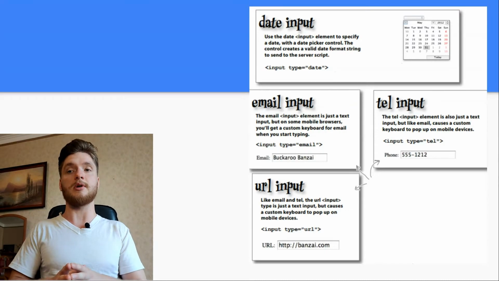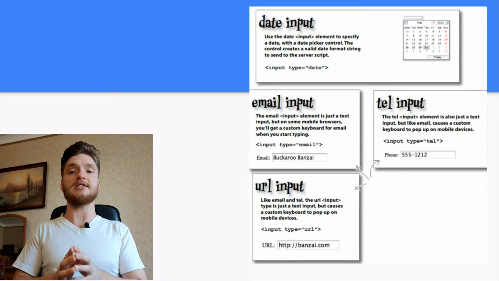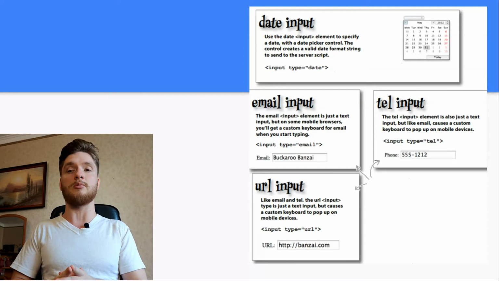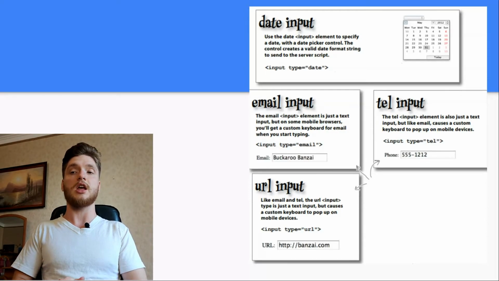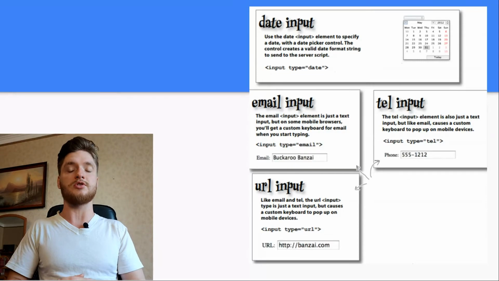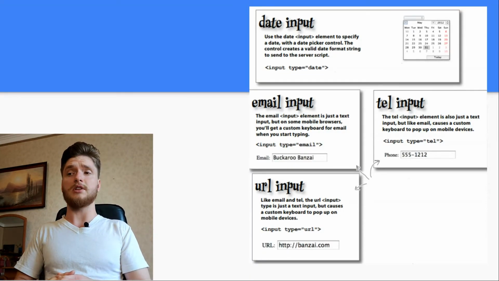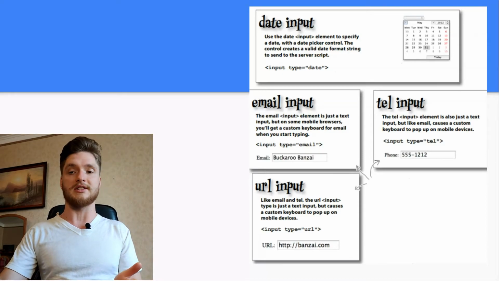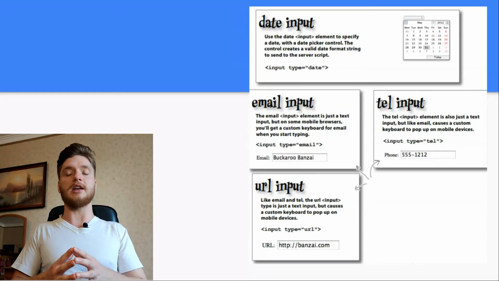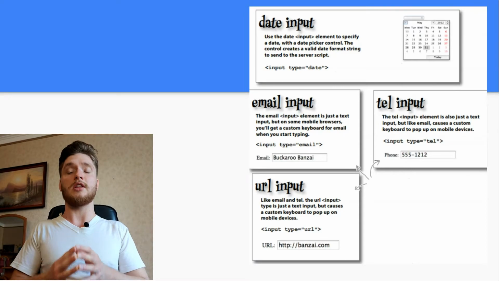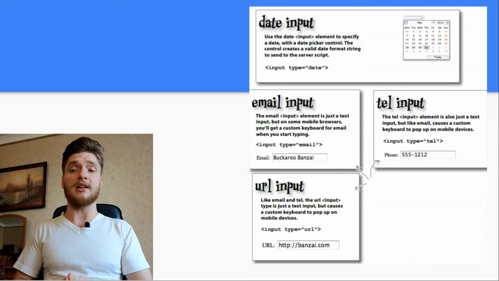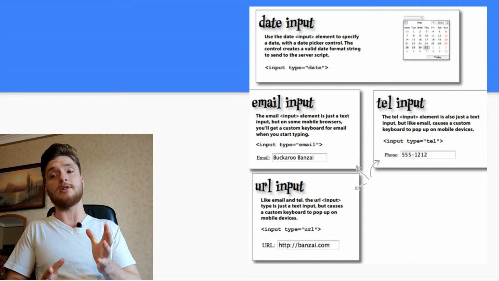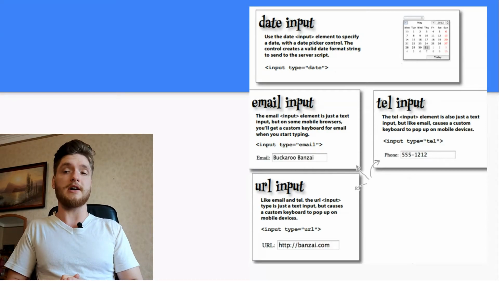Email input. The email input element is just a text input, but on some mobile browsers you'll get a custom keyboard for email when you start typing. Tel input. The tel input element is also just a text input, but like email, causes a custom keyboard to pop up on mobile devices. URL input. Like email and tel, the URL input type is just text input, but causes a custom keyboard to pop up on mobile devices.